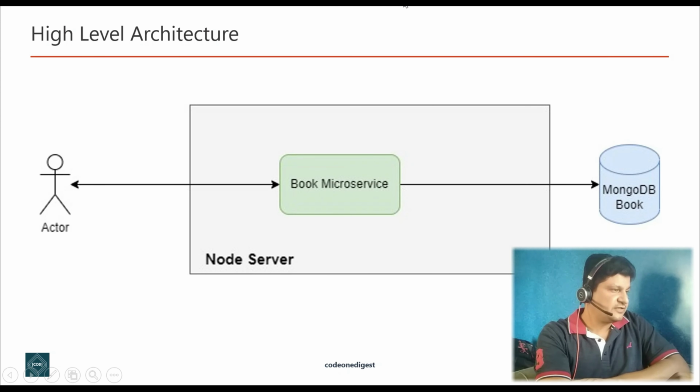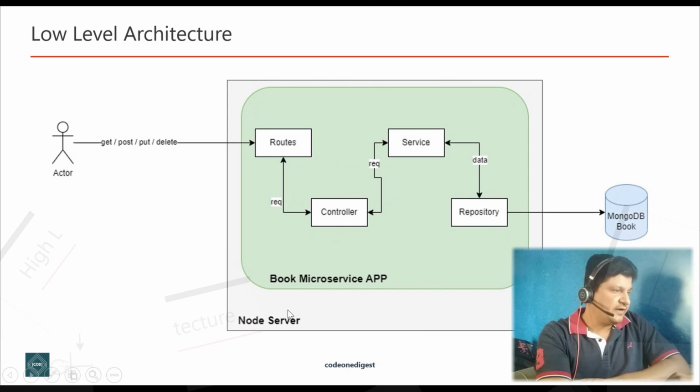Okay, friends. So now let's understand what we are trying to achieve today in this tutorial. If you see, this big box is a Node server environment, and this green color box at the center is our book microservice application. This book microservice application will be connecting to a MongoDB, and it will have a book database with books collection. The internals of the book microservice are, we have multiple modules in the book application.